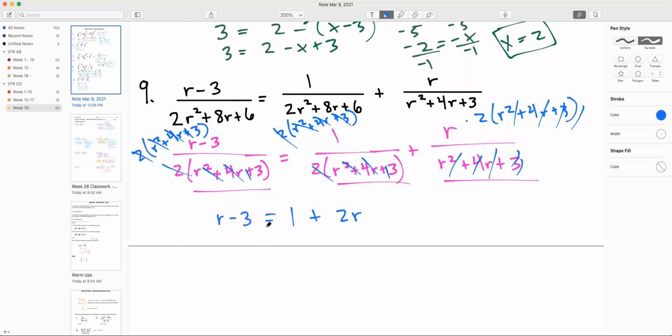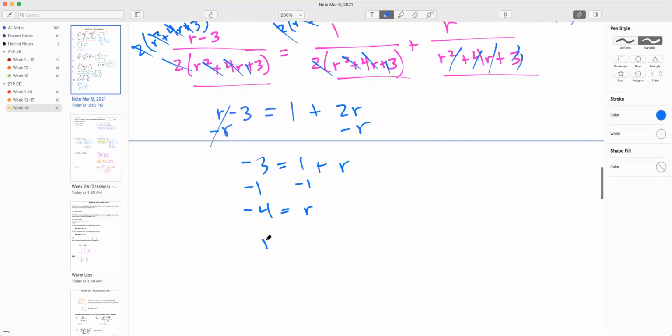Wow, isn't that simpler? Way simpler. All right, so then just combine like terms. Negative 3 equals 1 plus, those cancel, r. And then take the 1 over here, get negative 4 equals r. Or just r equals negative 4. And we are done, finally.